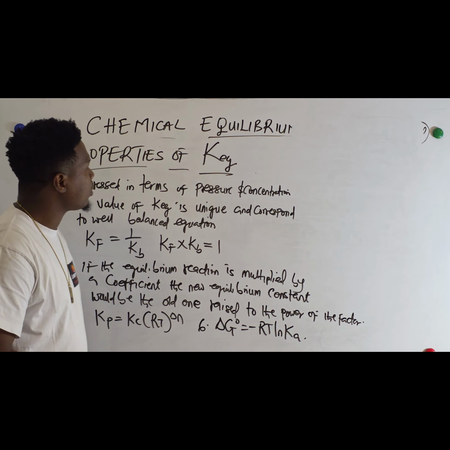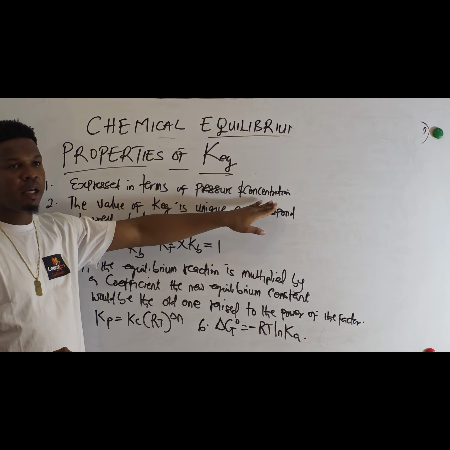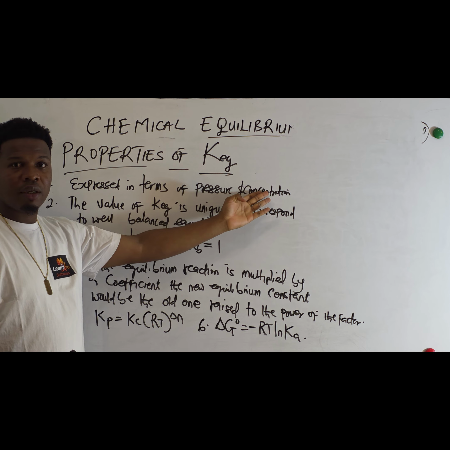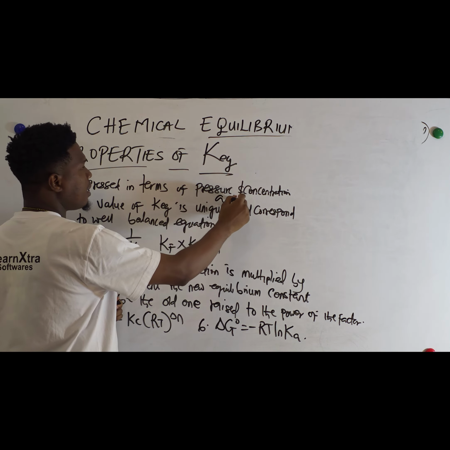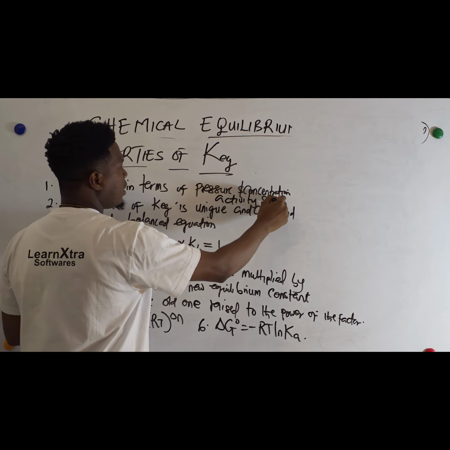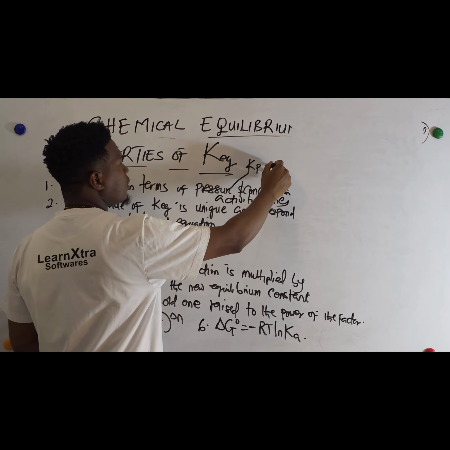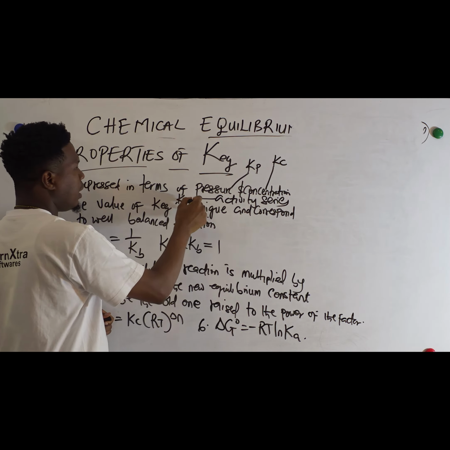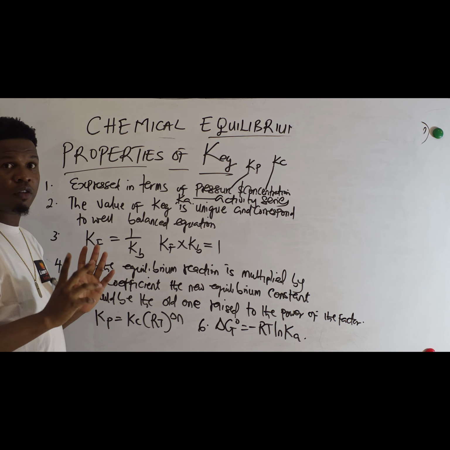Properties of equilibrium constant. The first property has already been explained. Equilibrium constant can be expressed in terms of pressure and concentration. It can also be expressed in terms of activity series. In terms of pressure it is called Kp, in terms of concentration it is called Kc, and in terms of activity series it is called Ka. So we can express equilibrium constants in these three expressions. That's one of the properties.